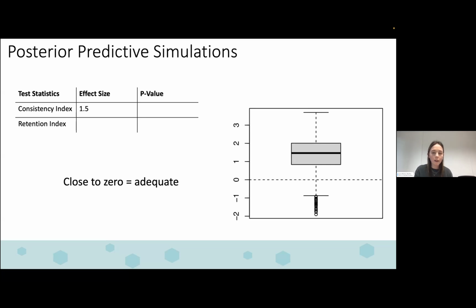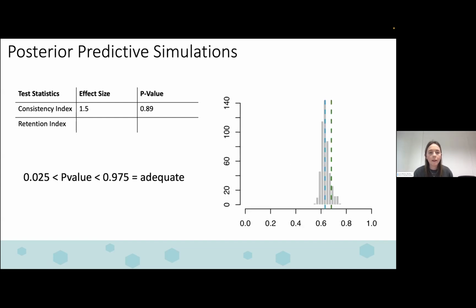Here you calculate your effect sizes, which is your empirical test statistic, such as the consistency index value, minus your simulated test statistic, over the standard deviation of all your simulated values. Essentially you just want it to be close to zero. The closer to zero, the more adequate the model. We determined that if the minimum and maximum of these box plots cross that zero line, then you can consider the model to be adequate. And for a p-value, if your value is greater than 0.025 and less than 0.975, then yes, it's adequate, because the two populations are not significantly different.